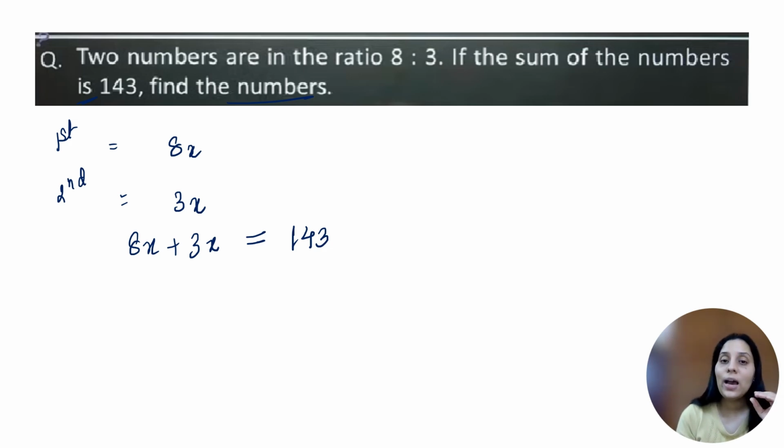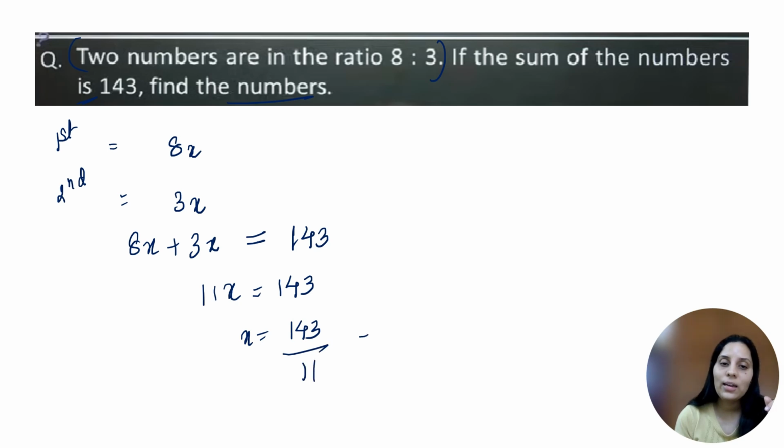So see, I have read the question till here and I've written what I know. Then I've read the next part, I've written what is given. So part by part you need to write it down simultaneously so that it is in front of your eyes, and you will definitely get ideas on how to start doing the sum. So 8 plus 3 is 11, x is equal to 143. So x is 143 by 11, which is 13.